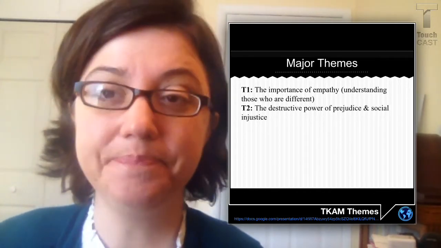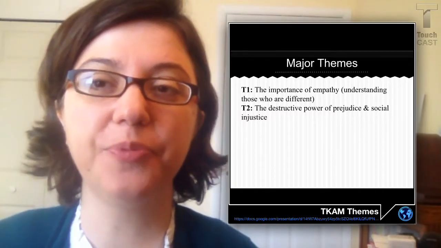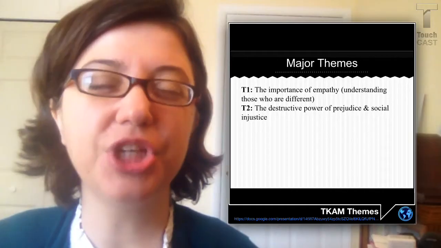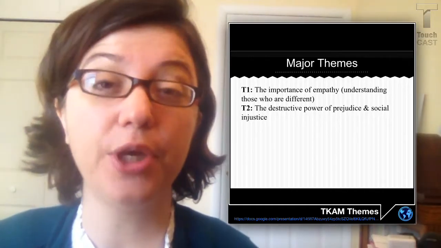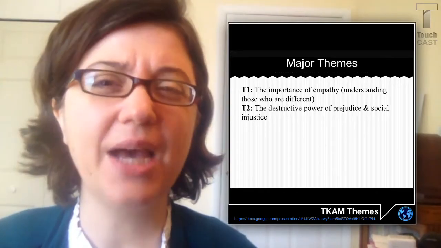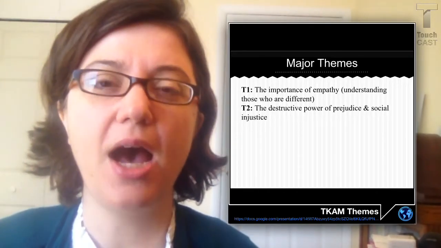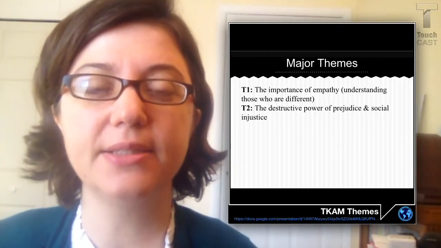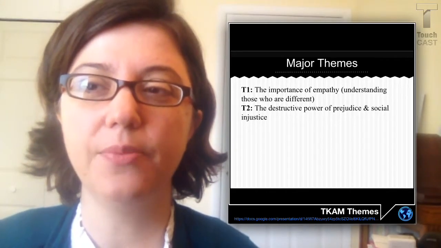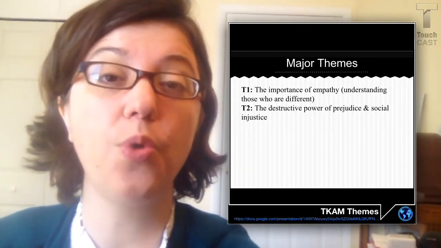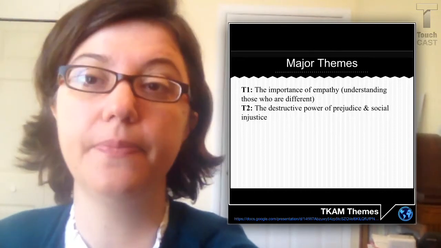The second theme, the destructive power of prejudice and social injustice. Anytime somebody prejudges somebody else and says, I know what you're like based on an outside characteristic, or anytime social injustice happens, this is injustice against the poor or injustice against somebody by their race, this will really hit home to you, and you'll see this with both the adults and the children.